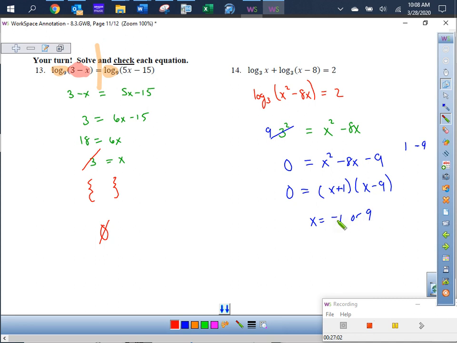Then I solve, got to go back and check. Boom, put negative 1 in there is going to be no bueno, so negative 1 is out. Put 9 in, 9's cool here, 9's cool here, it comes out positive, so 9 is our solution.